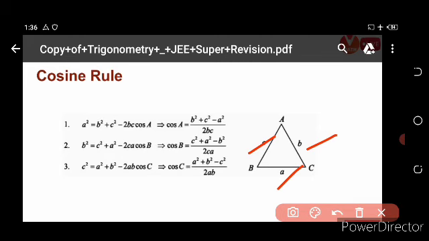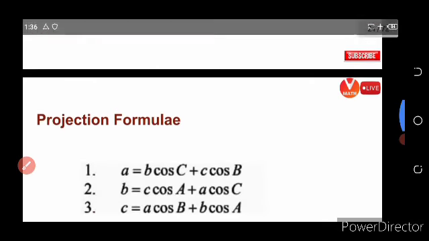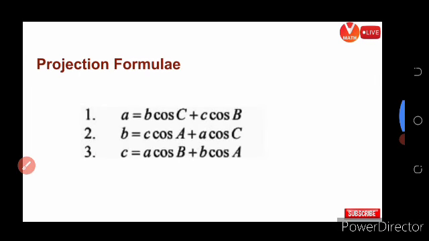And from this we find cos C is equal to a square plus b square minus c square upon 2ab. Similarly, cos B is equal to a square plus c square minus b square upon 2ca. So these are the tricks. Then come to projection formula.